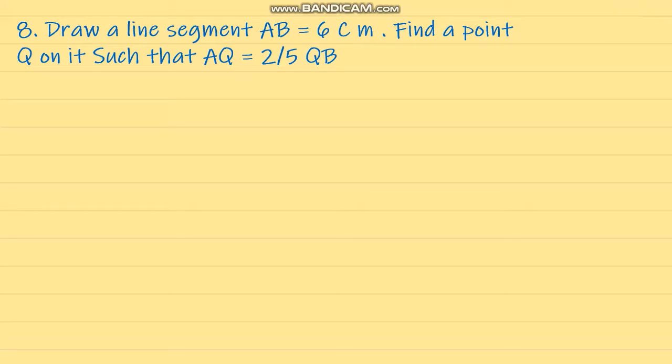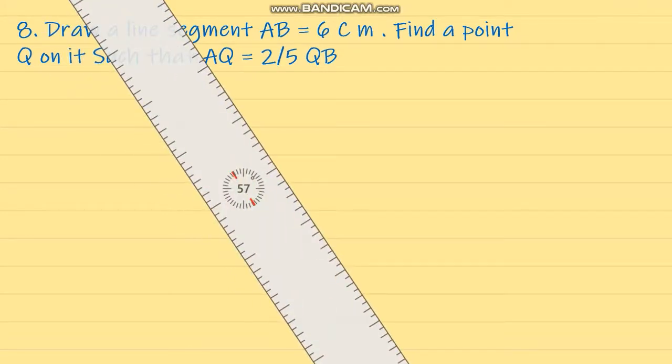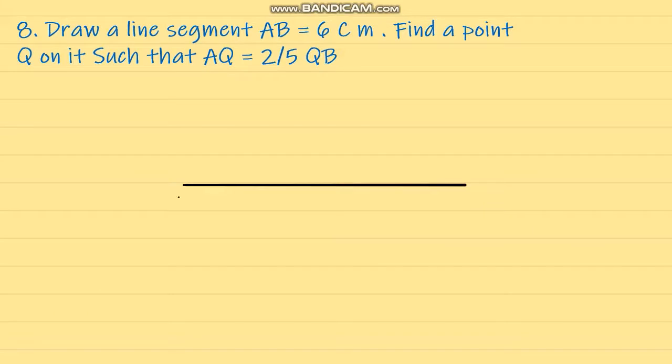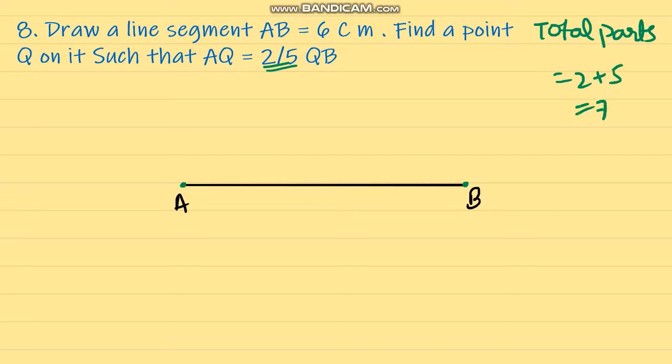How can we do this? Take a ruler first and draw a line AB of length 6 centimeter. So let us say that AB is equal to 6 centimeters. See, this is A and this is B. Now what you have to do? You have to locate a point Q which divides AB in the ratio 2:5. So total parts, how many parts are there? Total parts will be equal to 2 plus 5, that is equal to 7.